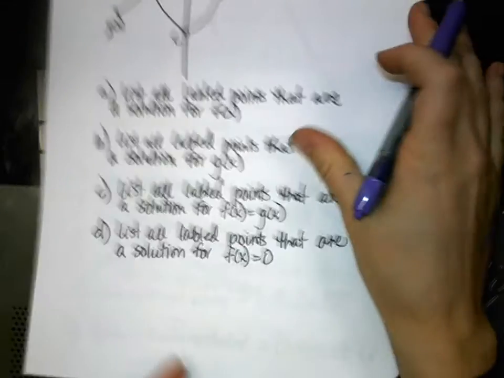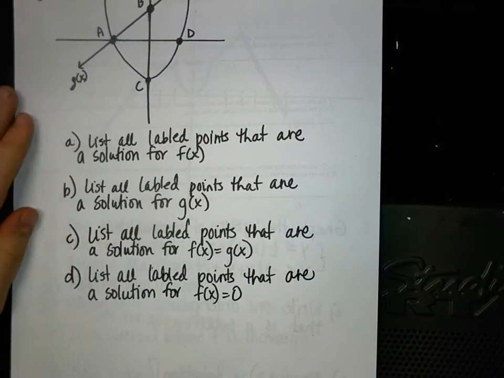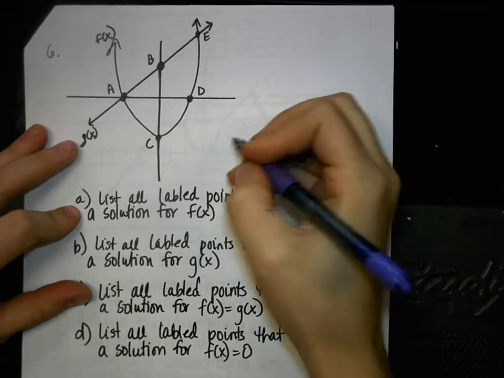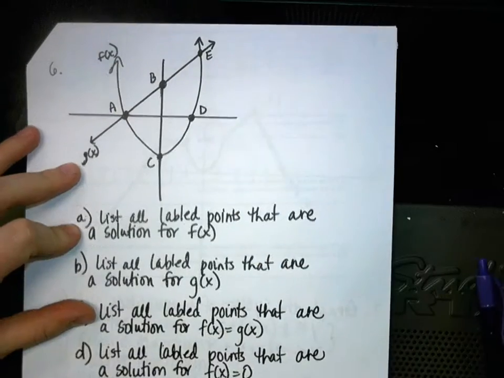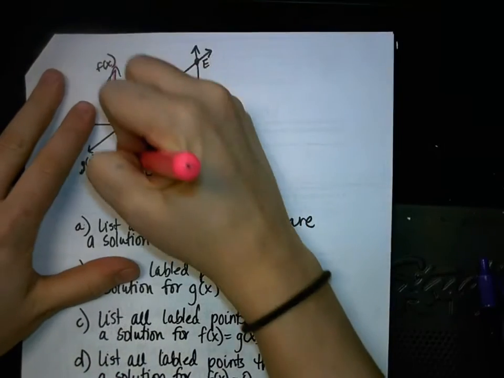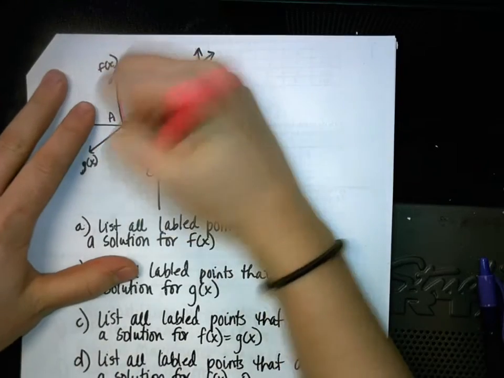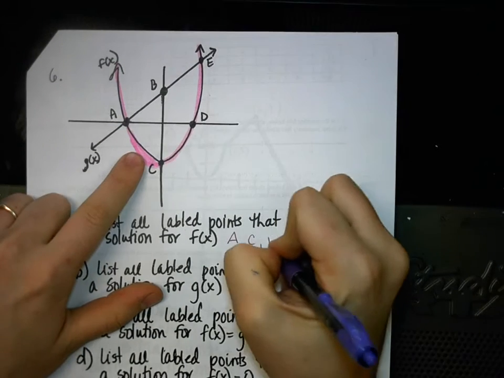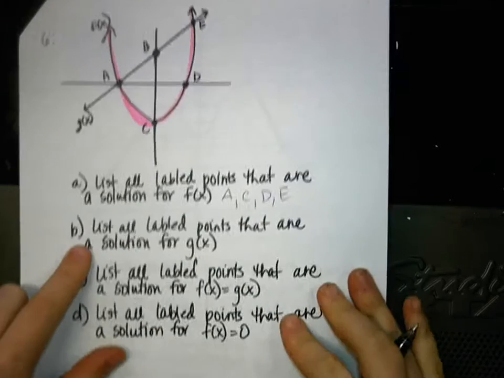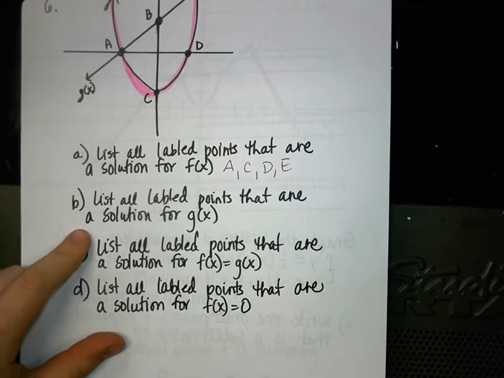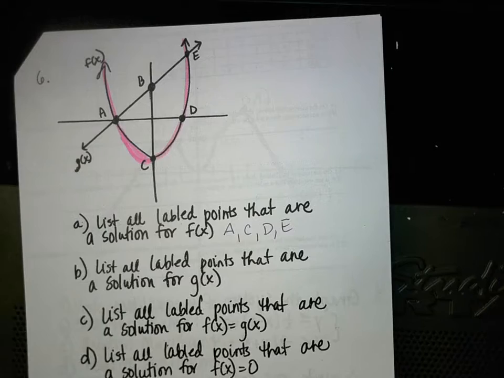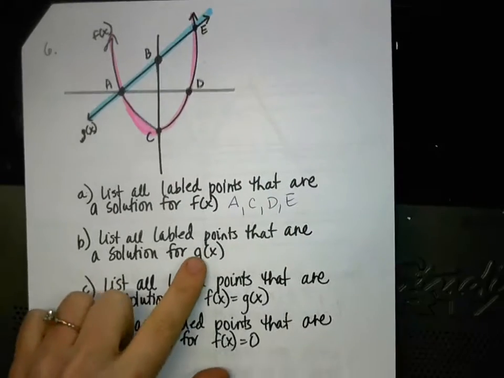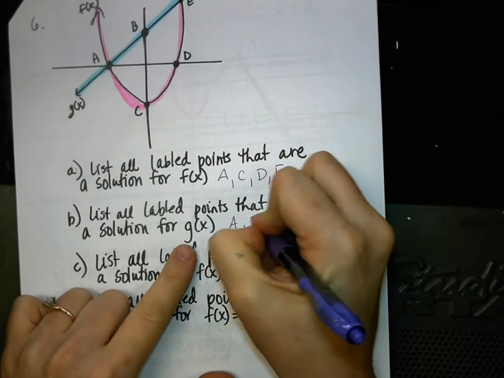Number 6, list all labeled points that are a solution for f of x. That means every point on your f function. My f function is my quadratic one. So the points on the quadratic function are A, C, D, and E. Part B, list all labeled points that are solutions for g of x. G of x is my linear function. So all of the points on g of x are A, B, and E.